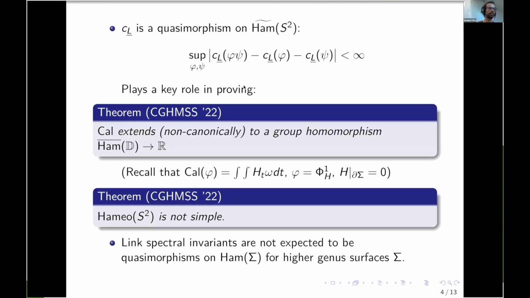This all relies on the quasimorphism property. However, we do not expect the spectral invariants on higher genus surfaces to be quasimorphisms. I will give more explanation later as to why. Therefore, their results only hold for the disk and the sphere and not for higher genus surfaces.